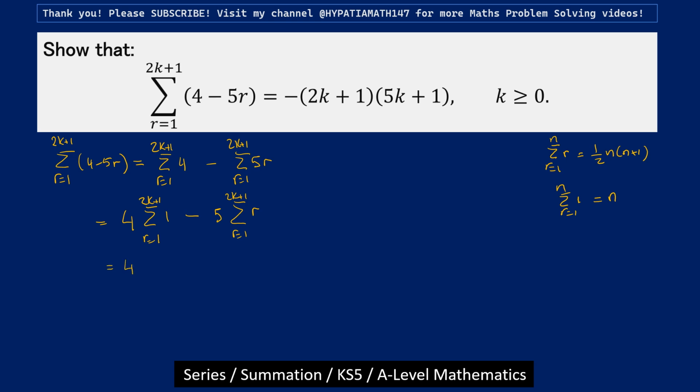That is equal to 4 times, see we had n here, so instead of n we will have 2k plus 1, and then minus 5 times, instead of summing up r, instead of n I'm going to put 2k plus 1, so half times 2k plus 1 multiplied by 2k plus 1 plus 1, or I can write it as 2k plus 2.